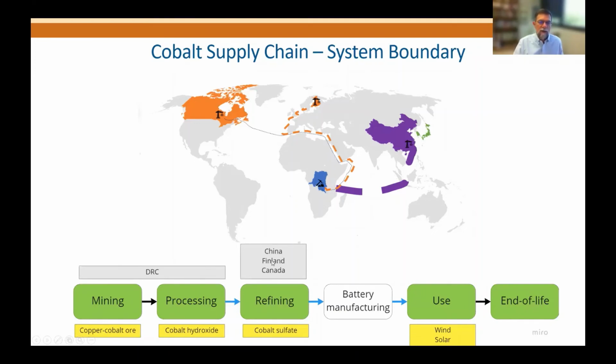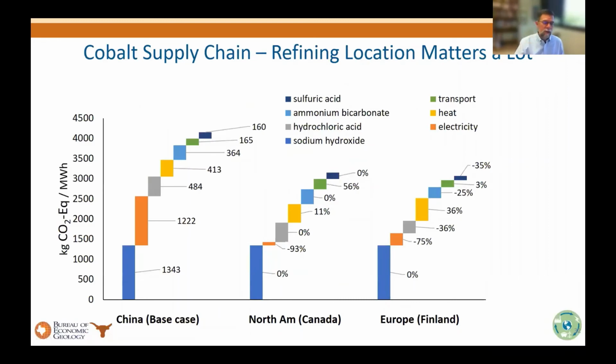There's the DRC to Finland. This is the processing facility in Finland, which is owned by Jervois. And then there is the DRC to Canada, where there's a processing facility that I believe is going to be opening up in Canada later this year. And so that's the supply chain over there. This is what it looks like if we use China as the base case. This is the amount of kilograms of CO2 for each one of the different components in the processing and transportation for creating a kilogram of cobalt.